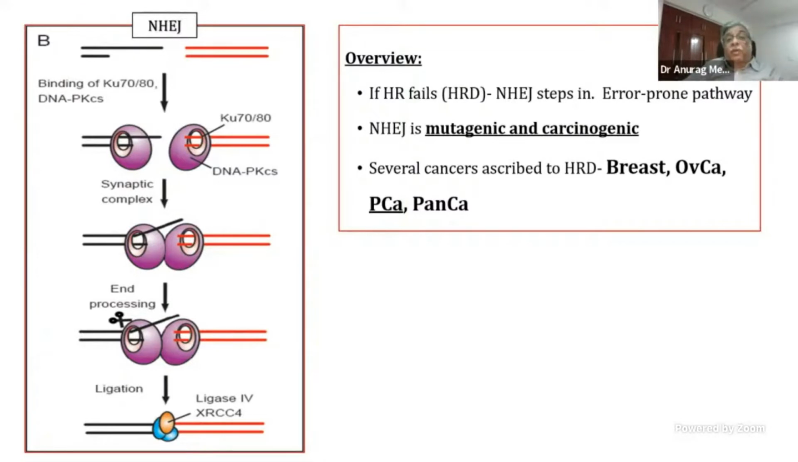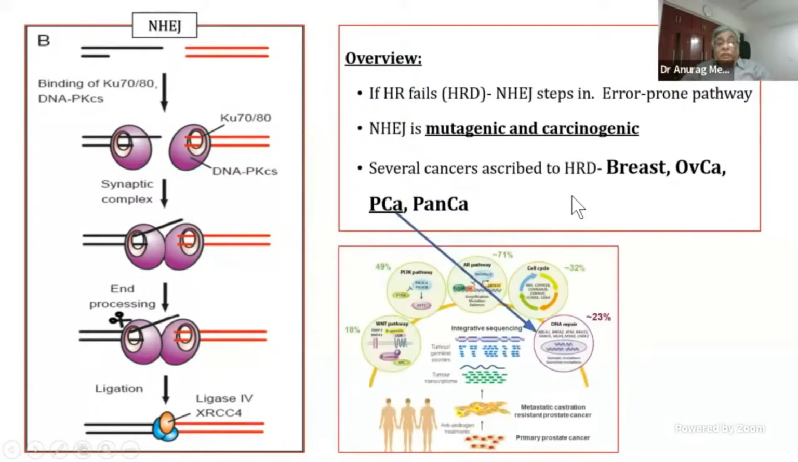The reading frame has altered. And once the reading frame alters, this is something like a mutation. So this process is mutagenic, and hence it is carcinogenic. And this homologous recombination deficiency has been identified to be responsible for several cancers, most significantly breast cancer, ovarian cancer, prostate cancer, and pancreatic cancer.